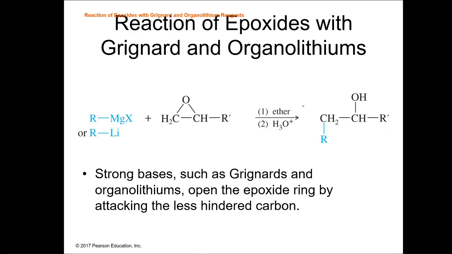So epoxides, if you react them with Grignards and organolithiums, which remember are essentially equivalent to a carbanion, these will open the epoxide ring by attacking the less hindered side, right? So I've got secondary, primary. It's going to attack the primary carbon and open it up. So you can extend carbon chains this way.